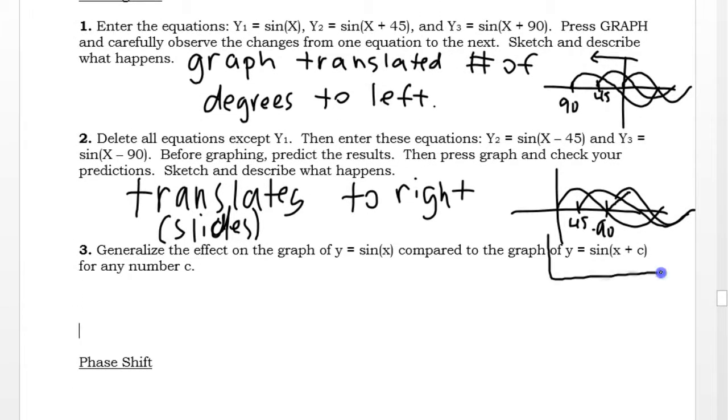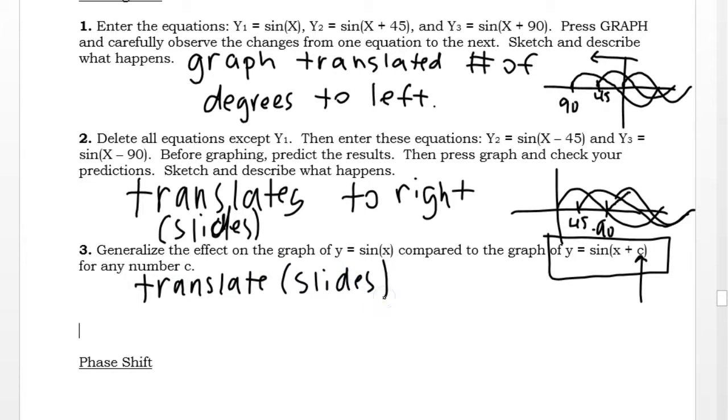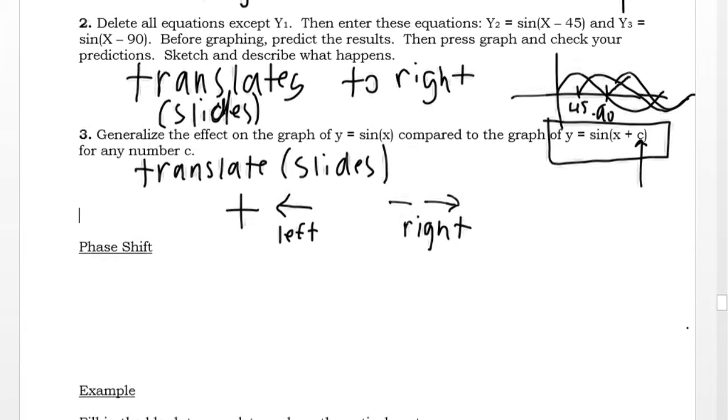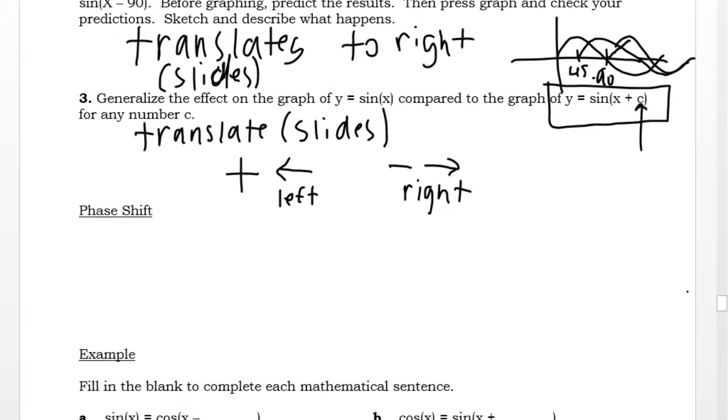But the basic idea is that phase shift is a horizontal translation. In my equation here, whatever value I substitute in to that location is going to slide the graph, translate the graph left and right. If that value follows a plus sign, the graph moves to the left. And if that value follows a minus sign, the graph moves to the right. That's basically all it is.